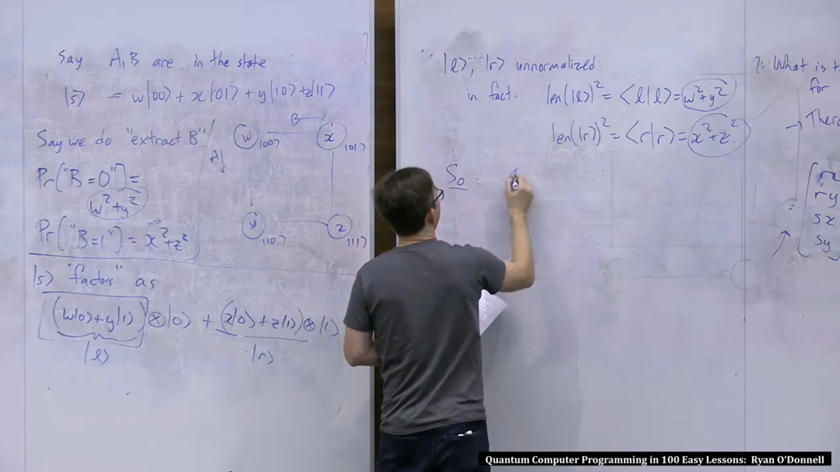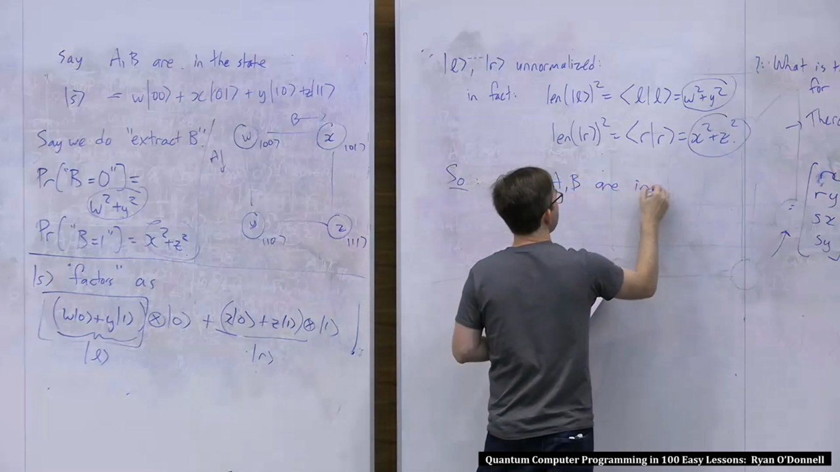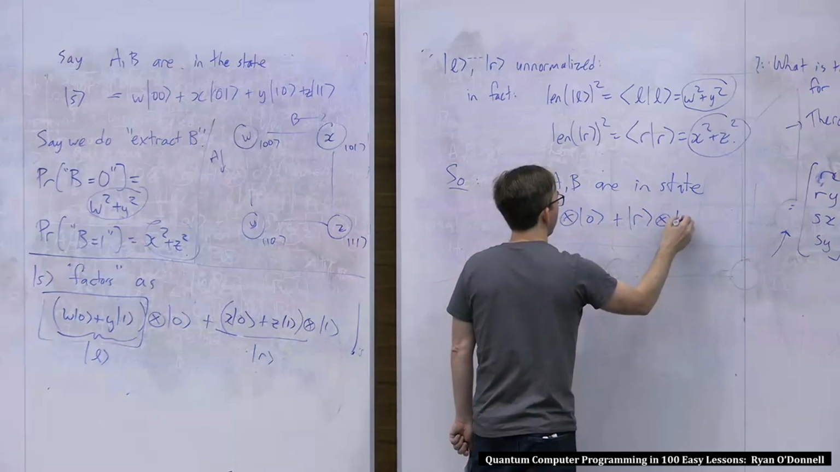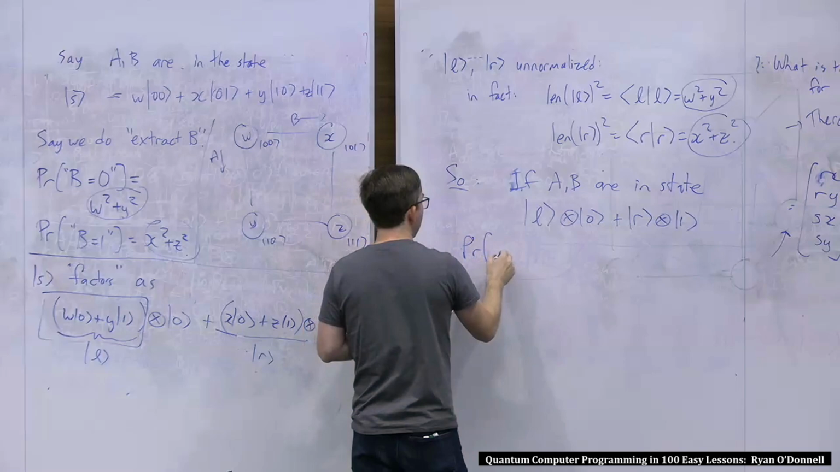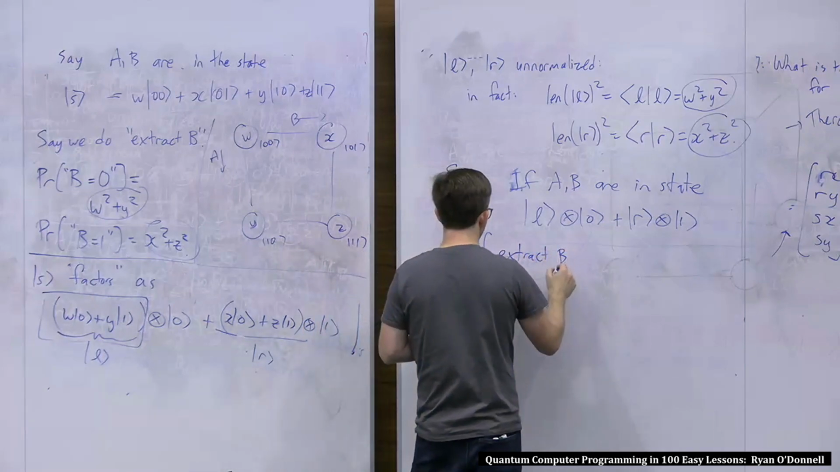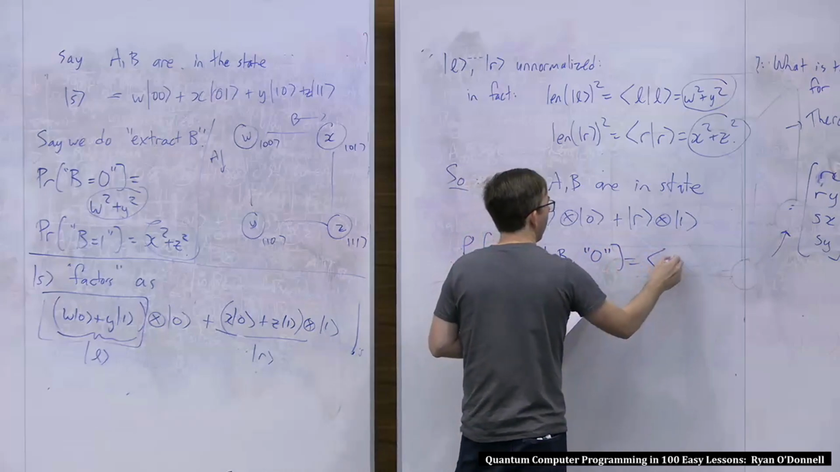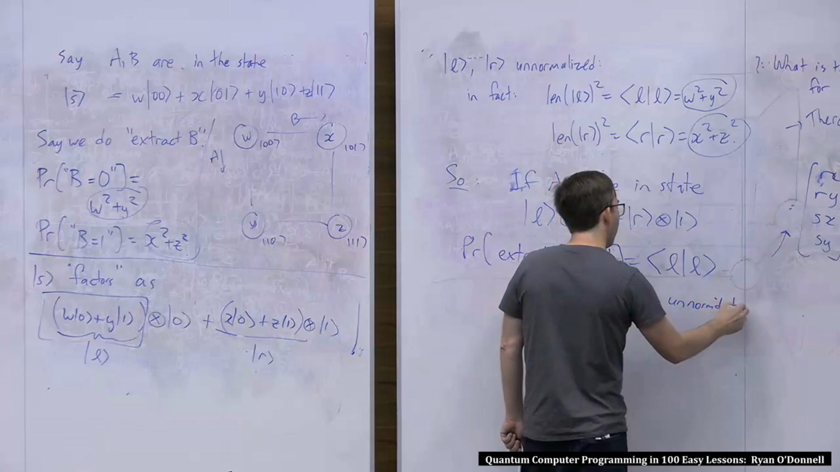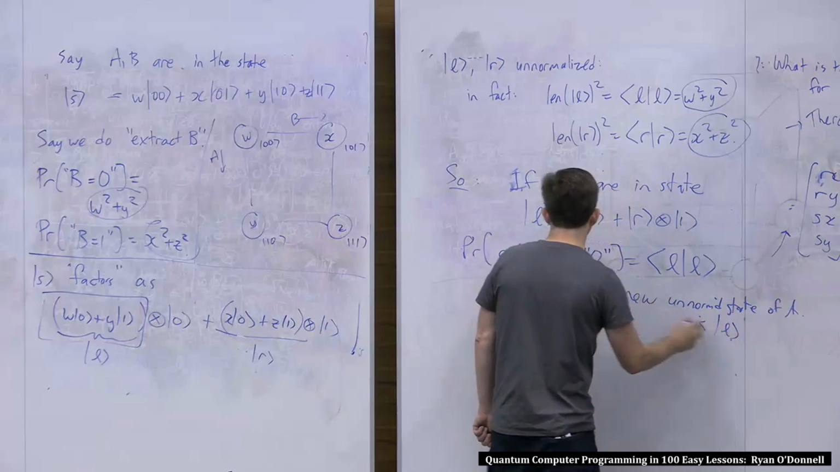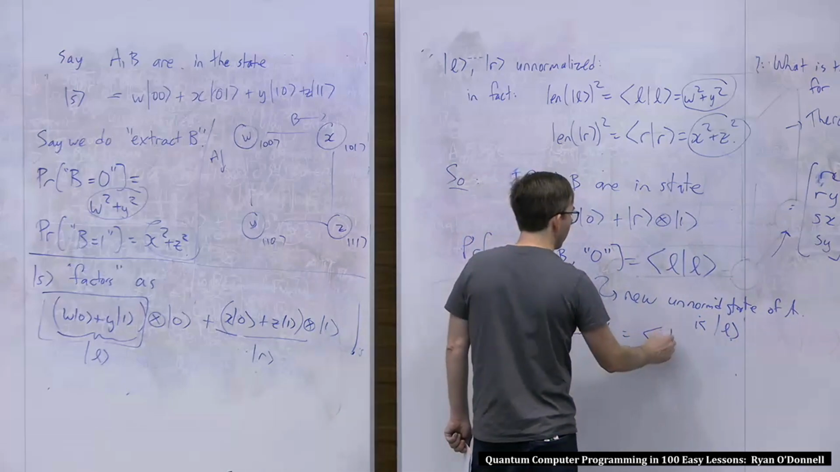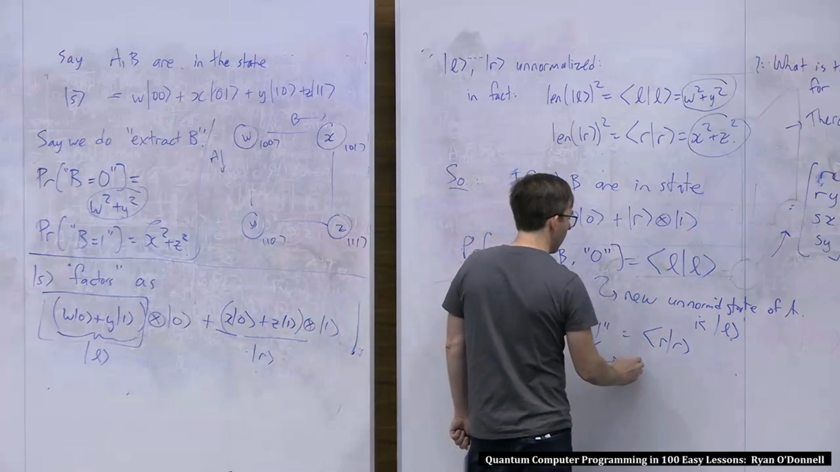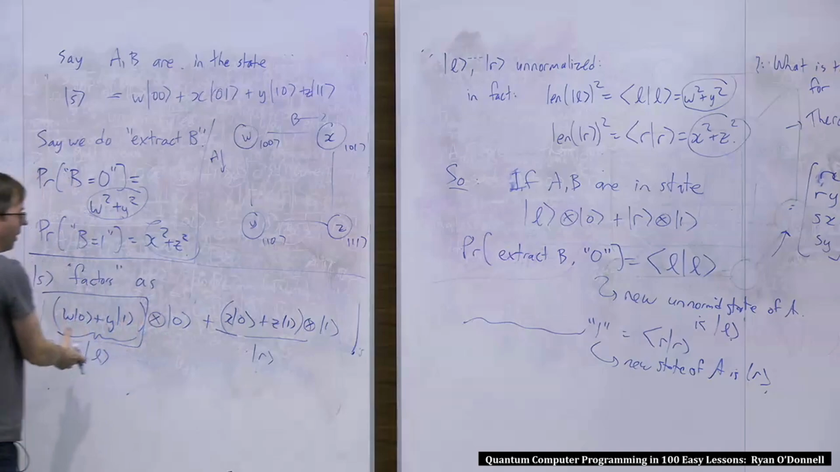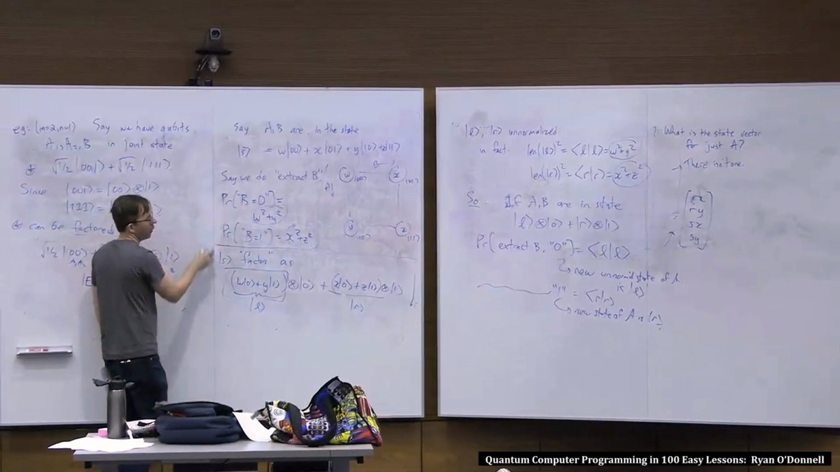So if A and B are in the state L tensor 0 plus R tensor 1, then the probability that when you extract B of getting 0 is just the squared length of L. And if this happens, the new unnormalized state of A is just L. And similarly, the chance that we get 1 is the length of this R vector squared, and the new state of A is R. Okay, so this is maybe a nice algebraic way to take states that are in this form and understand this extracting one qubit that we saw in the first half of the lecture.